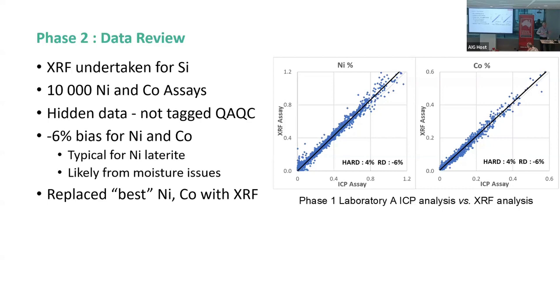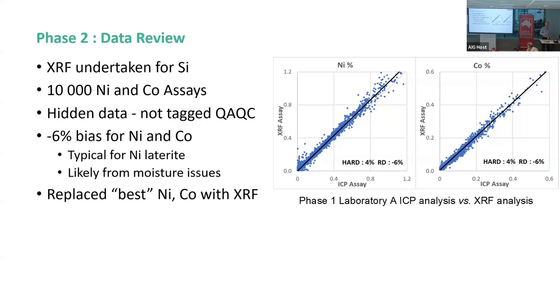There were only 10,000 of them just sitting there that no one had ever looked at before. When you plot it up, we find our normal little bias. That line almost looks straight, but with 10,000 data points, we're pretty sure that's a 6% bias for nickel and cobalt. That's our moisture issue, which is our standard assay bias with ICP.